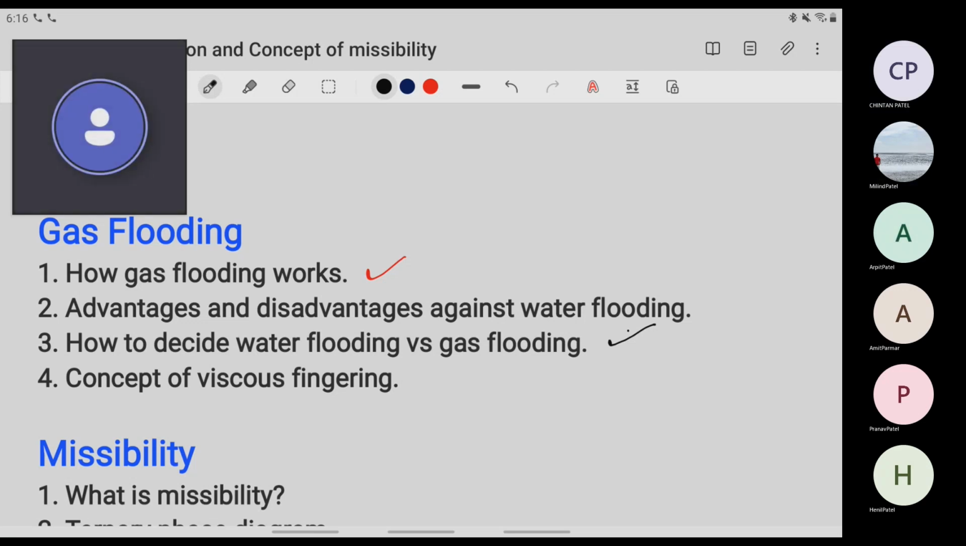Okay, and regarding advantages and disadvantages, there is nothing much into that. Water flooding already has the advantage in terms of efficiency and cost, so that is what we want. But there are certain cases where water flooding is not that suitable, and we are going to discuss those in the next topic.